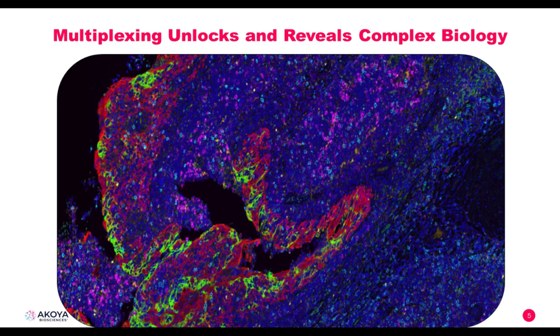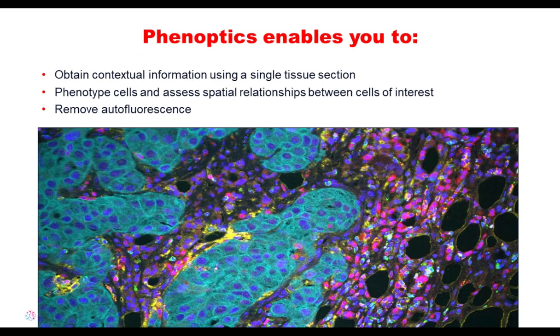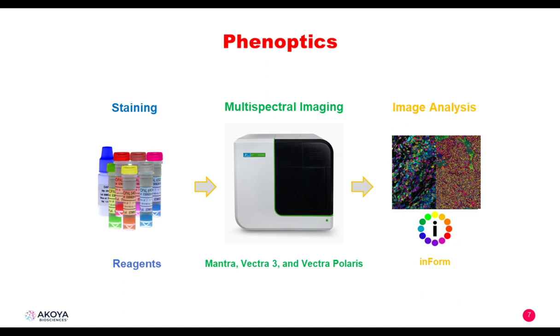Multiplex immunohistochemistry allows us to visualize up to 8 biomarkers in a single paraffin section, enabling phenotyping and quantitative analysis. Akoya's workflow, which we call Phenoptics, supports multiplex IHC from staining to imaging and analysis. Phenoptics enables you to see your biomarkers in morphological context, phenotype cells, and assess spatial relationships of cells. And one other thing that's really important that Phenoptics allows you to do is isolate and remove autofluorescence. We'll talk about that a little bit more in this presentation.